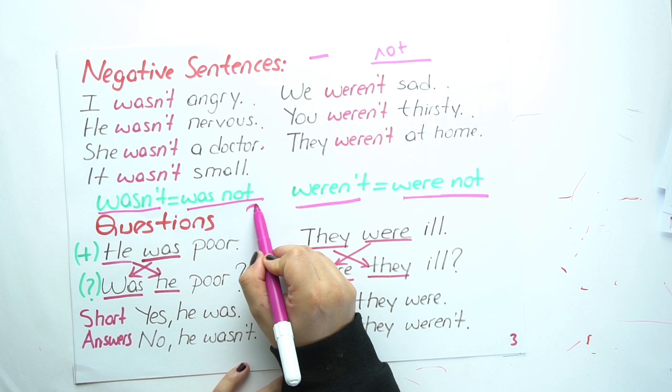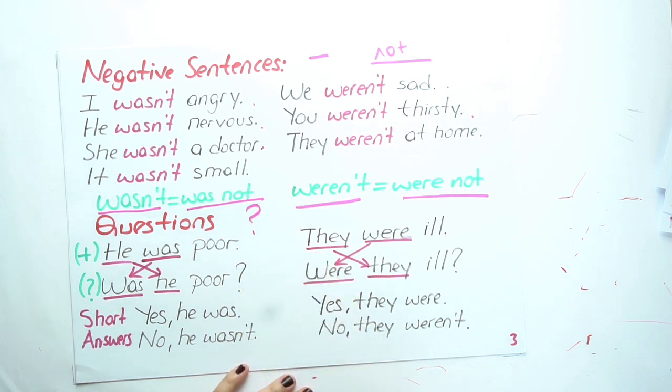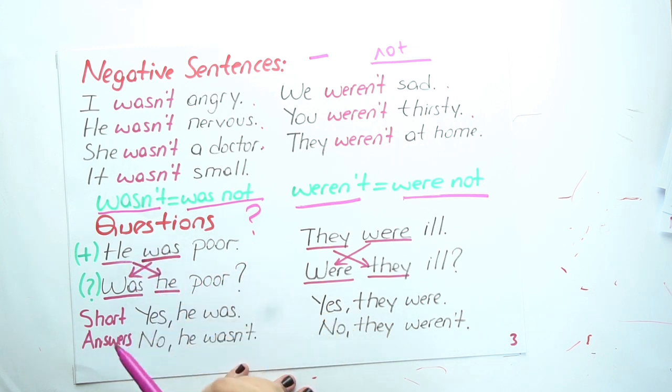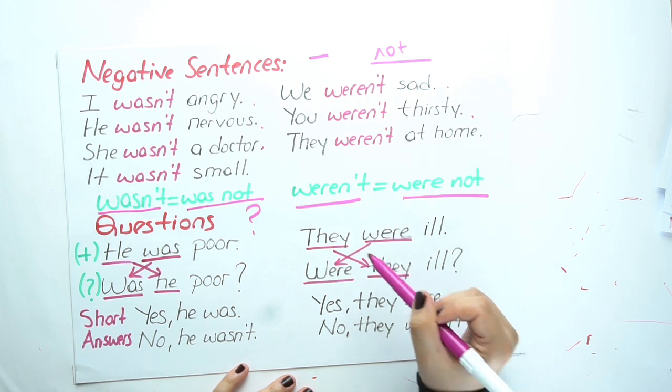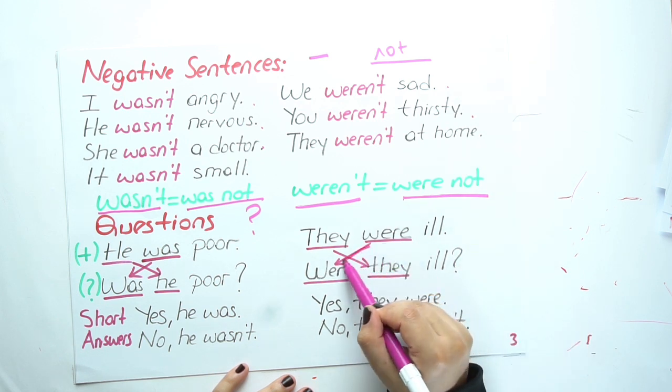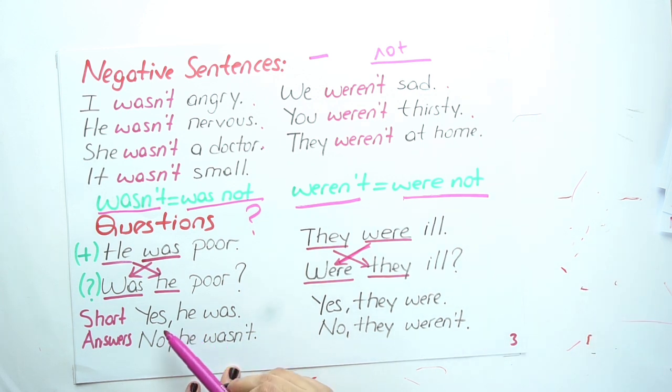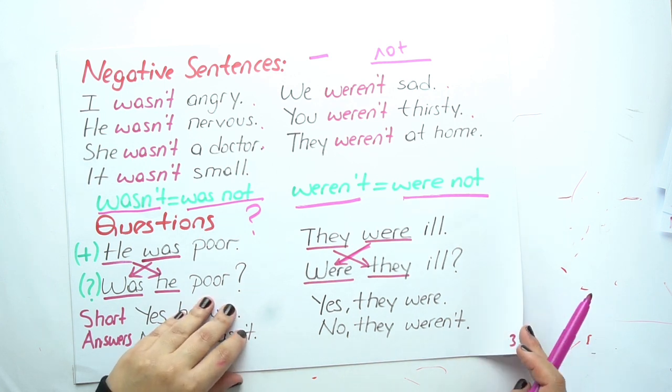Let's look at the question forms. He was poor. Just change it, and: was he poor? They were ill. Were they ill? If we want to give a short answer, yes, he was, or no, he wasn't. Yes, they were, or no, they weren't.